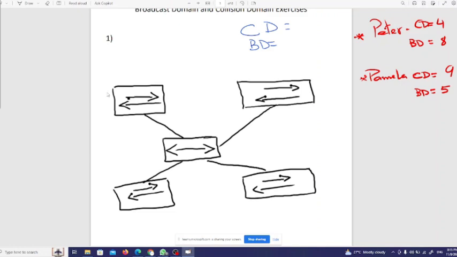Okay, this is a switch. Don't forget that the number of broadcast domains and collision domains depends on the type of device that we have. So let's start with the collision domain. I remember during the last session that I said that each port of the switch represents one collision domain, because if a collision occurs, only the port of the switch will be affected by that collision domain.